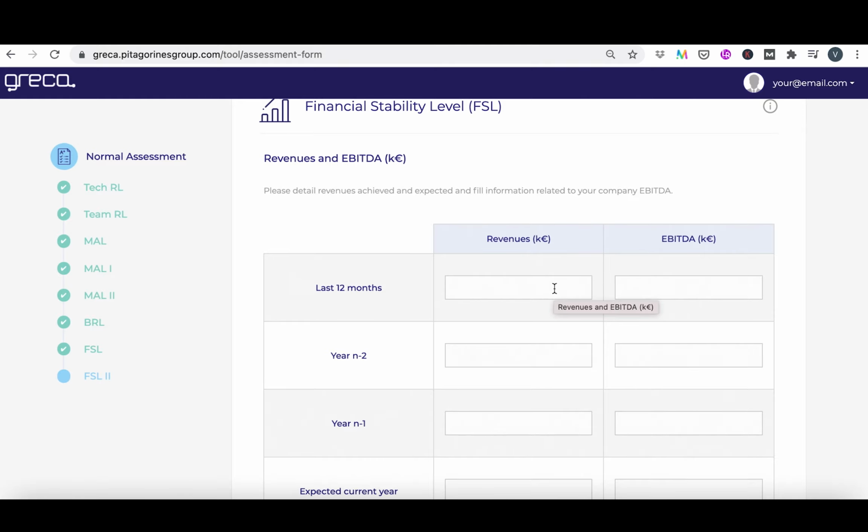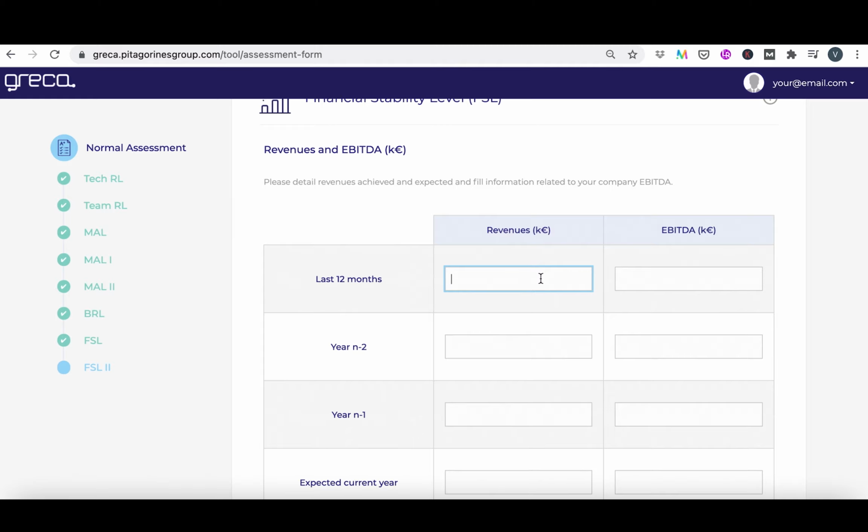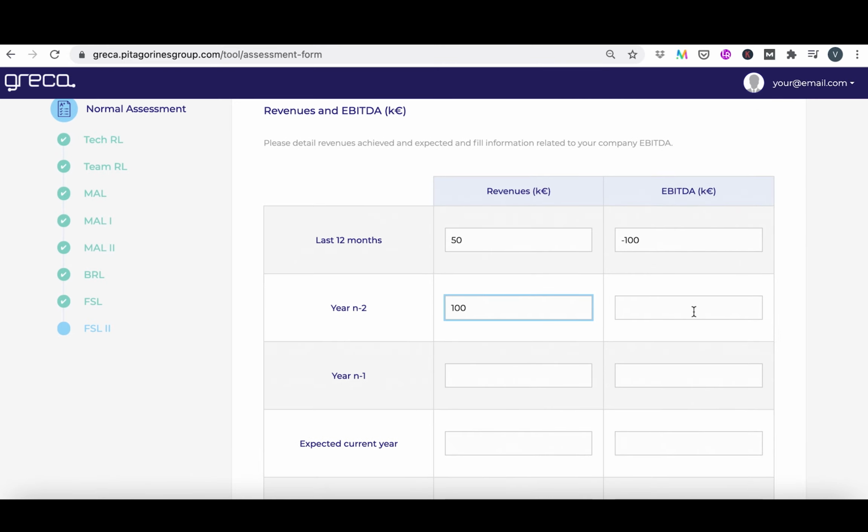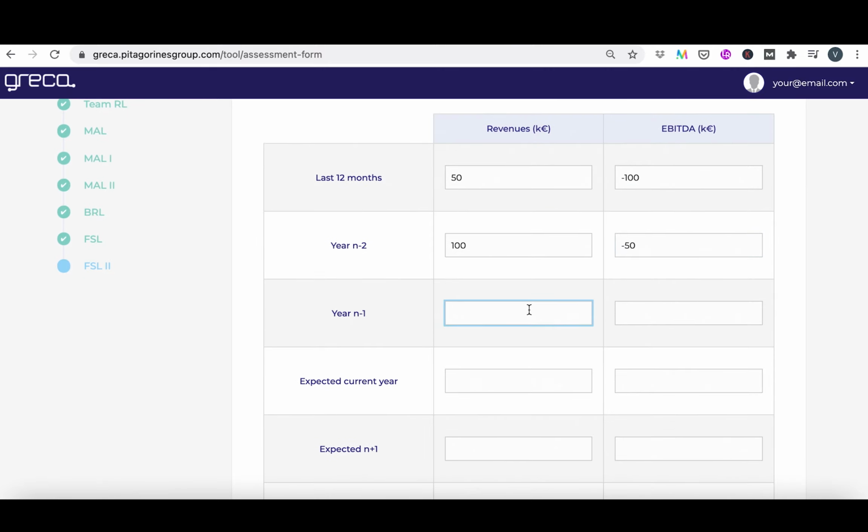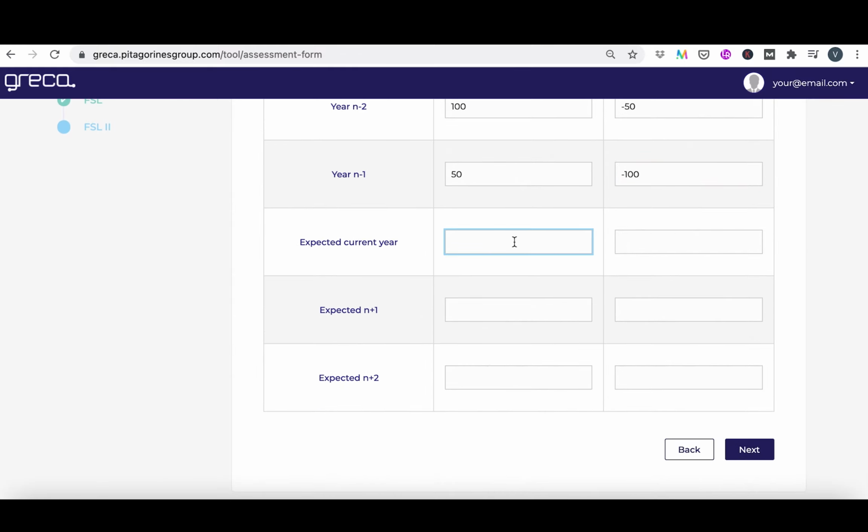As a last step, we must enter the actual revenues and EBITDA for the last 2 years. That means in the last 2 exercises. The expected revenues and EBITDA for this year, and also the projections for the next 2 years.